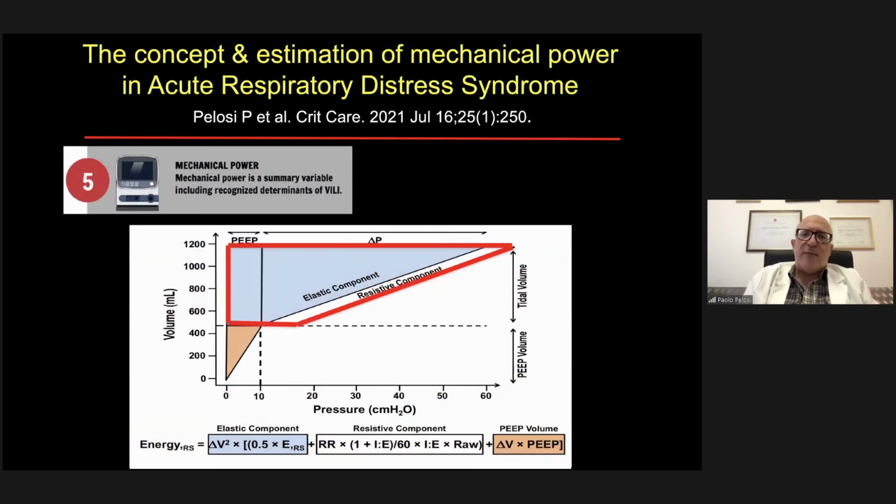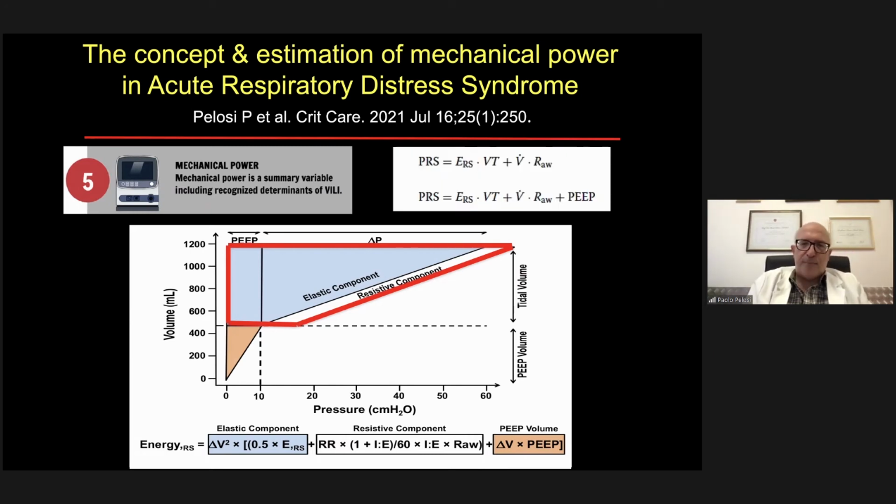The first point to personalize mechanical ventilation is the mechanical power, which represents a summary variable, including the different recognized determinants of VILI. So it's the area during the ventilation, the integral of volume and pressure. Different formulas have been proposed, and our opinion is that we should maintain the pressure included in the PEEP level to calculate the overall mechanical power.